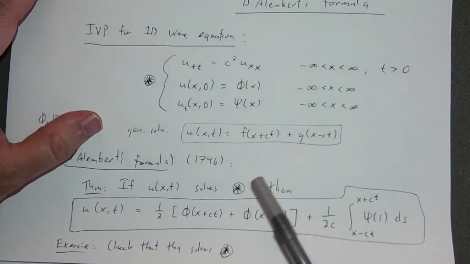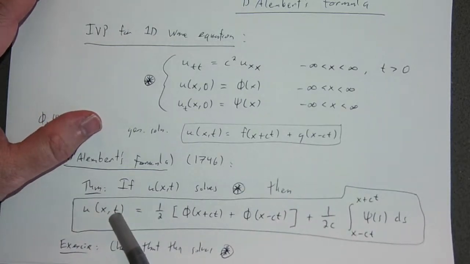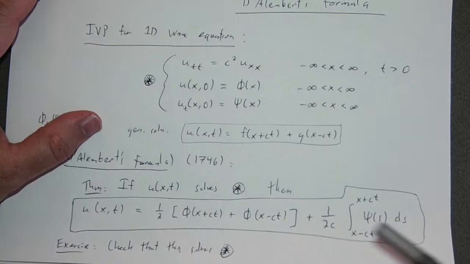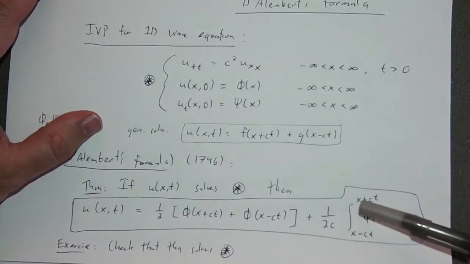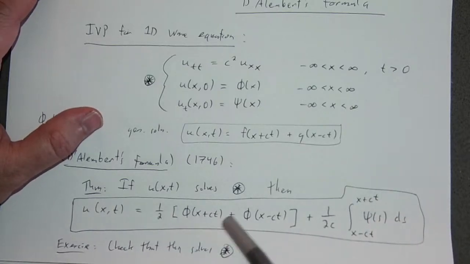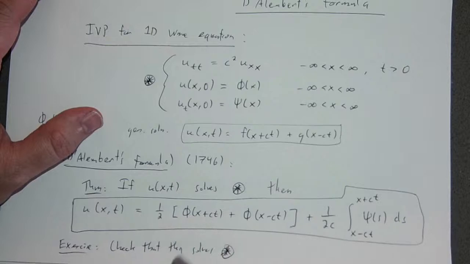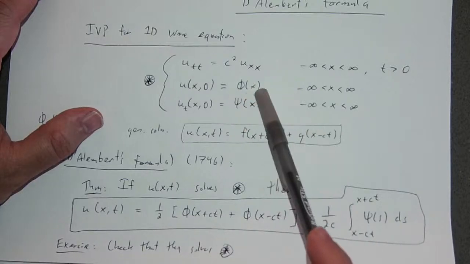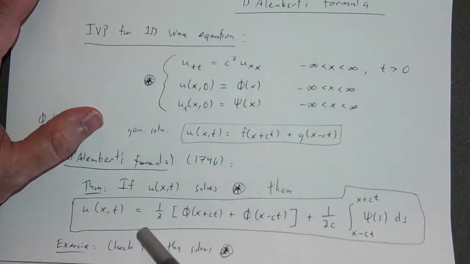So let's check the initial conditions. If t is equal to 0, then this integral here is the integral from x to x, so that's 0. Here I have 1/2 times phi of x plus phi of x, so 1/2 times 2 phi of x. I get phi of x. Okay, so there's my initial displacement.